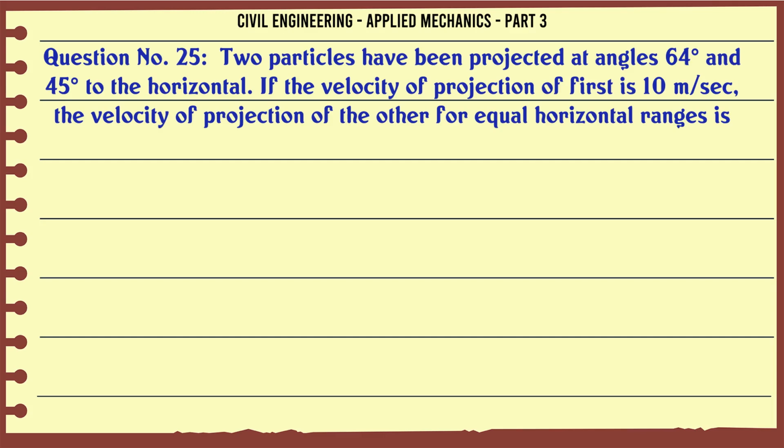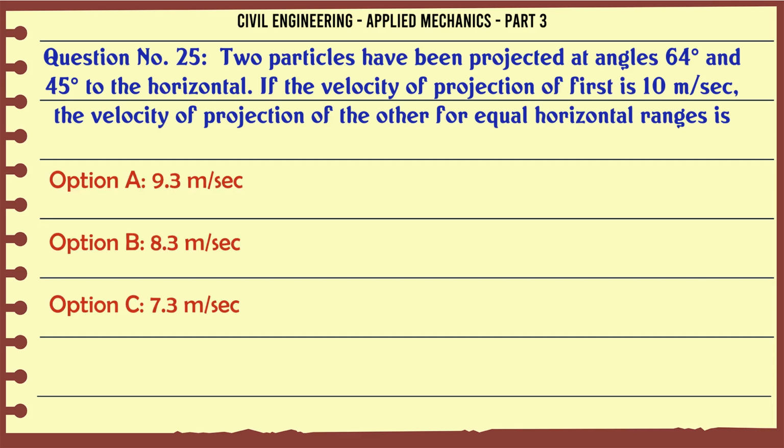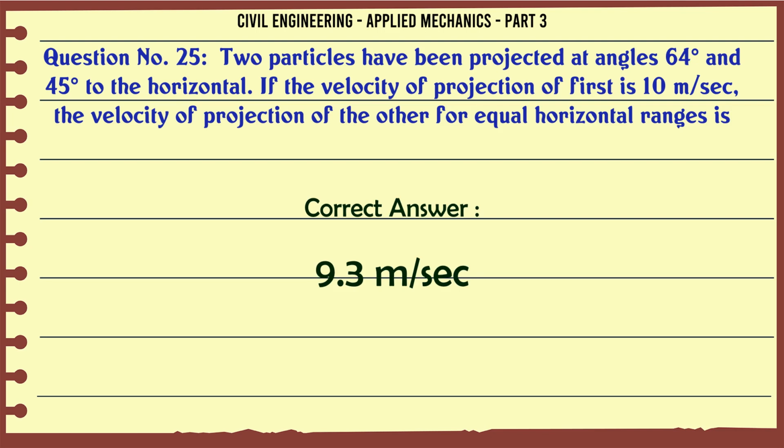Two particles have been projected at angles 60 and 45 degrees to the horizontal. If the velocity of projection of the first is 10 m/s, the velocity of projection of the other for equal horizontal ranges is A) 9.3 m/s, B) 8.3 m/s, C) 7.3 m/s, D) 6.3 m/s. The correct answer is 9.3 m/s.